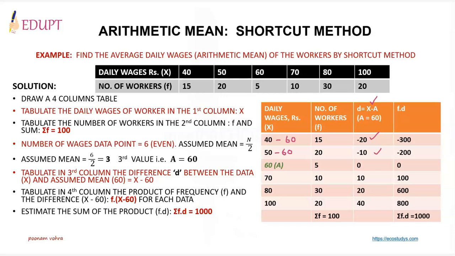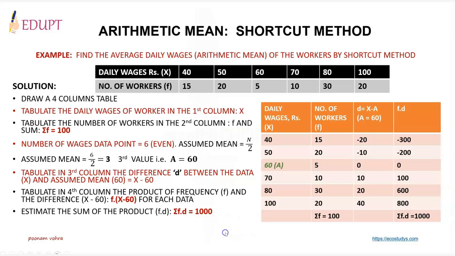And then we need to tabulate the 4th column by multiplying these deviations with the frequency. That means in the first case it will be 15 into minus 20, we have minus 300. Then 20 into minus 10, we have minus 200. And similarly, one can multiply frequency with deviations in each case. And finally, you need to have its summation. Summation of frequencies and deviations is 1000. Summation of frequencies is 100.